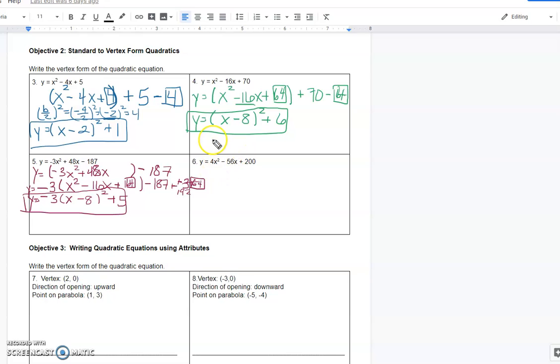Okay, question number 6. I'm going to put parentheses around 4x squared minus 56x, and then my 200 goes on the outside. A is not equal to 1, so I need to factor out a 4. So 4 comes on the outside, and I'm left with x squared minus 14x. And here I can put my square, plus 200 minus, and then I need that factor, 4, and then my other square.